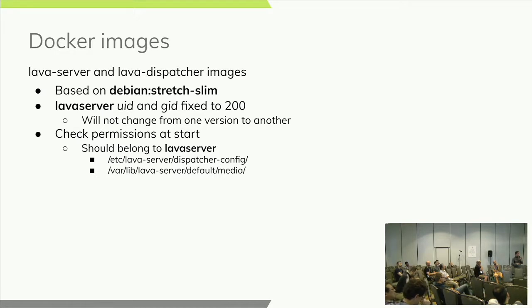In order to be sure, we check that all the files in these two directories belong to lava-server with 200 UID and GID. So if you see an error when you start your lava-server or lava-server Docker image, that's the reason. You just have to do a chown -R. That's only if you use your own volume with your own data inside it. But that's something important, just to be future-proof.